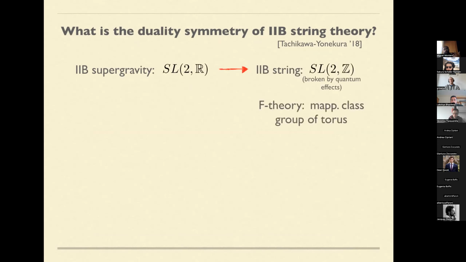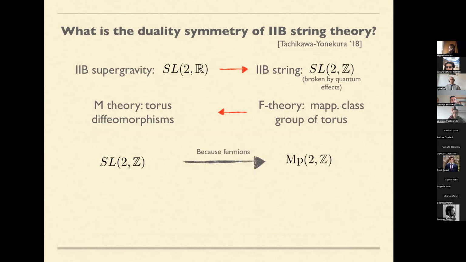And it actually has a geometric interpretation in F theory. This SL2Z is just the mapping class group of the F theory torus. And in M/F duality, this is related to diffeomorphisms of the dual, now physical, M theory torus. Great. But if you buy this picture, then you start seeing that there's a bit of nuance here, because M theory and type 2B string theory have fermions.